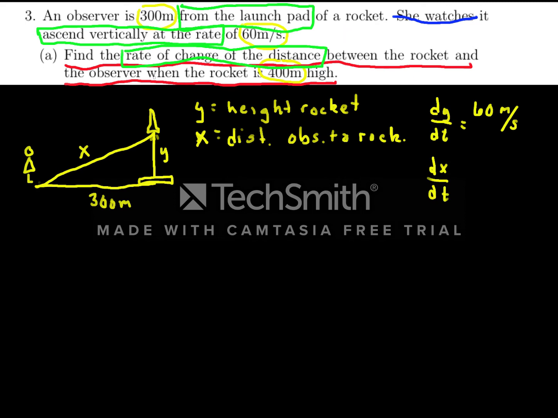equal to when the distance between the rocket and the observer is 400 meters. So the distance from the rocket and the observer. So when is this? So when is x equal to 400?